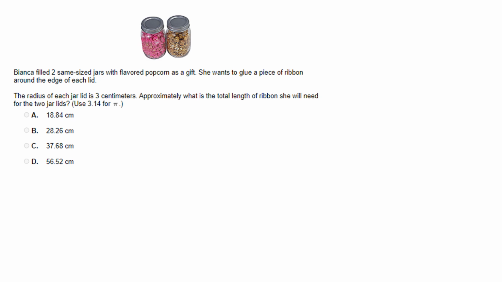Bianca filled 2 same-size jars with flavored popcorn as a gift. She wants to glue a piece of ribbon around the edge of the lid. So if we're going around the edge, that's looking for circumference. Okay, the radius of each jar is 3 centimeters. Approximately, what is the total length of ribbons you will need for the 2 jar lids? That's going to be the part that we need to make sure we cover. So our circumference is 2 pi times r.